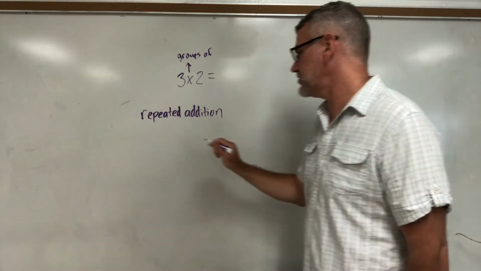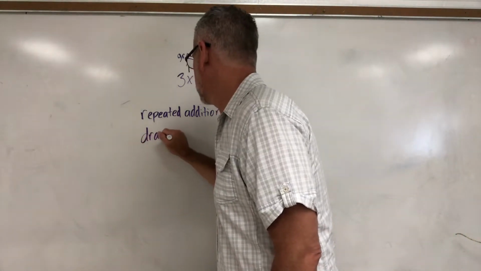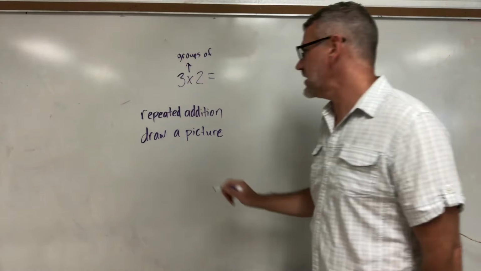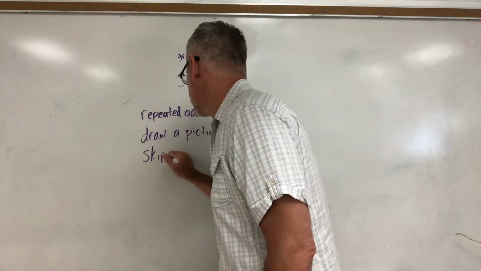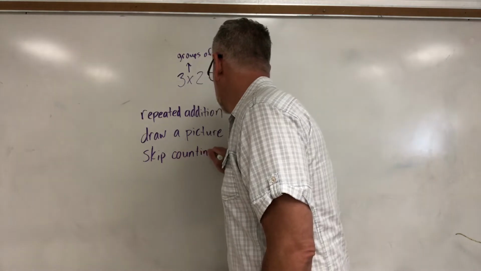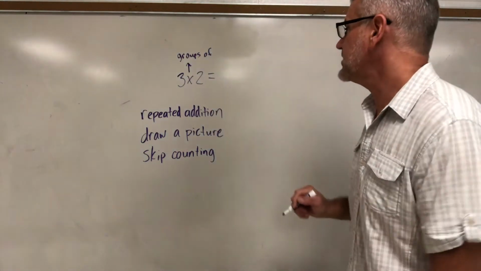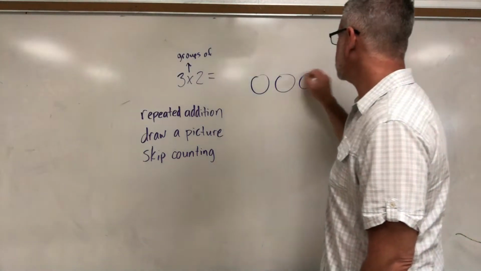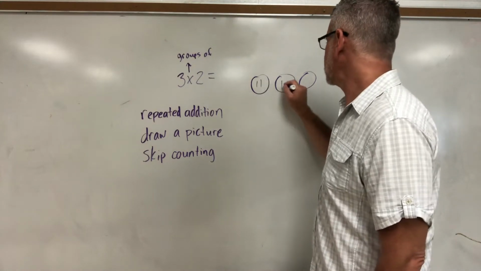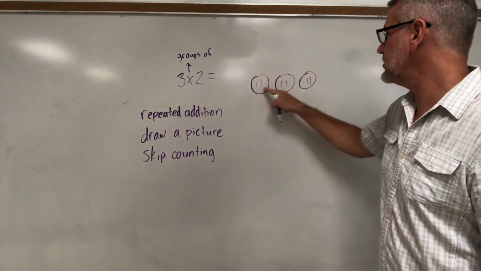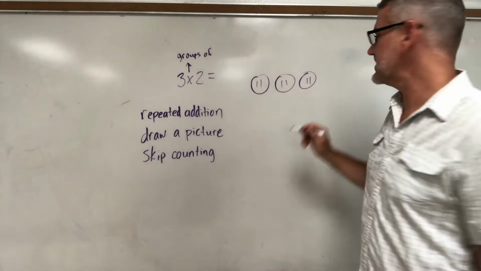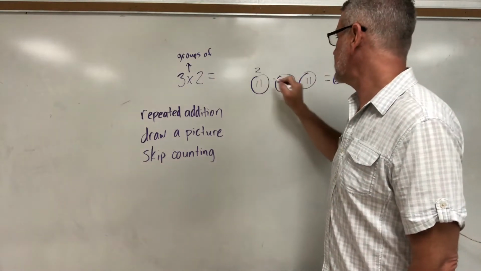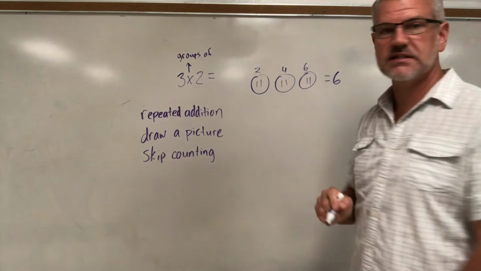Another thing we could do is draw a picture. And we could also do skip counting. So let's take a look at this. 3 groups of 2. If we were going to start with a picture, we're going to draw 3 circles, and we're going to put 2 inside each circle. And then we can count 1, 2, 3, 4, 5, 6. We get 6. If we wanted to do skip counting, we would count these and say that's 2, 4, 6.